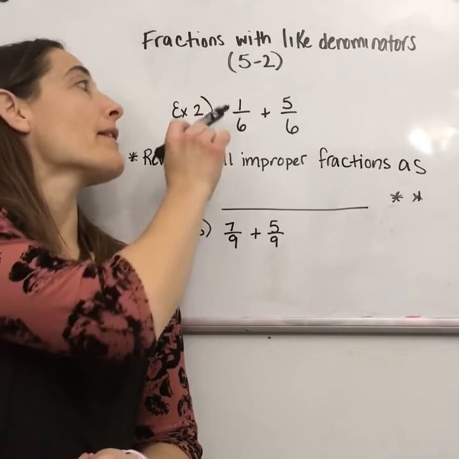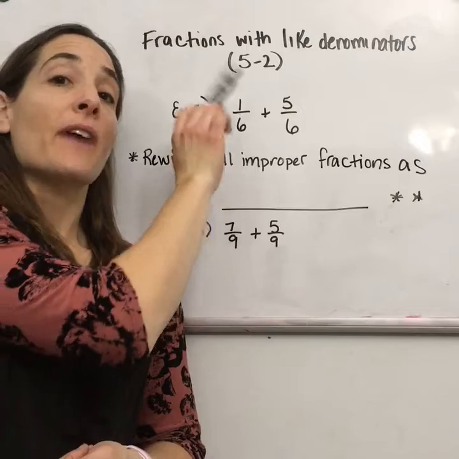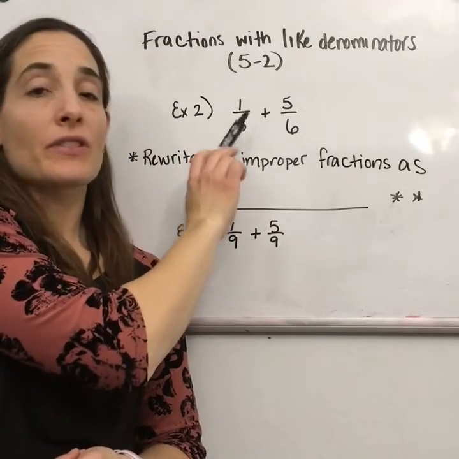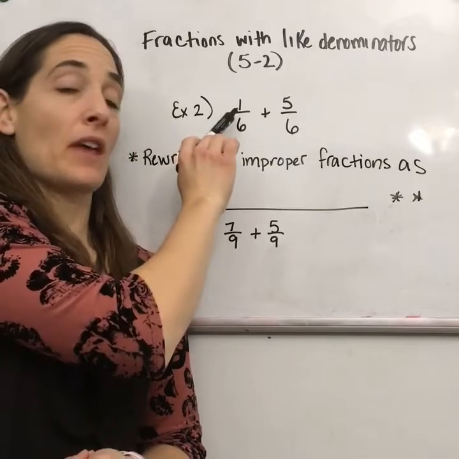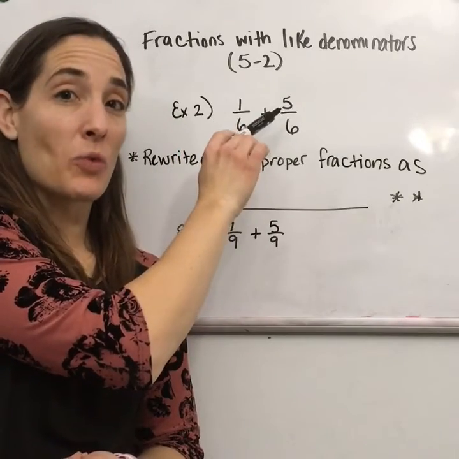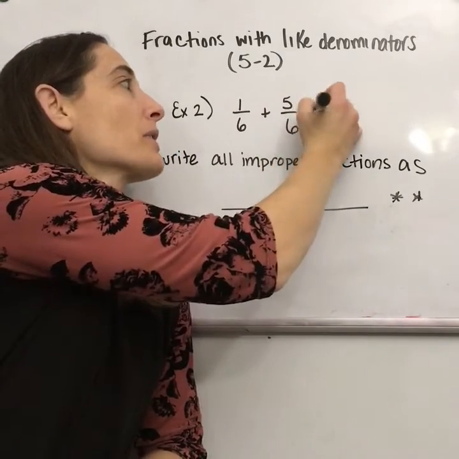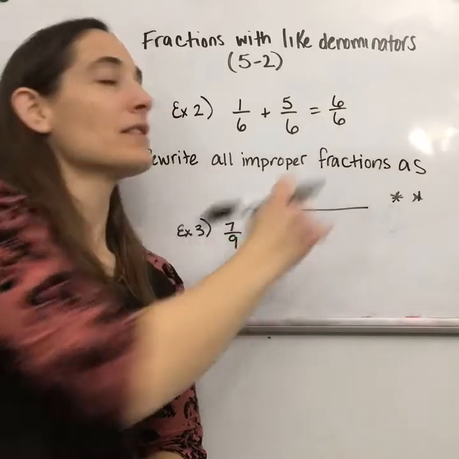We're going to look at number 2. Number 2, I have 1/6 plus 5/6. My parts are the same. I'm talking about the same size part. I have one of them, and then I'm adding 5 more, and so that will give me a total of 6 parts.